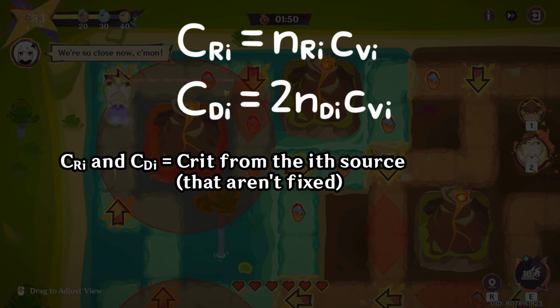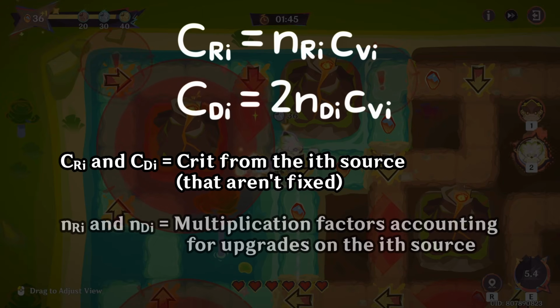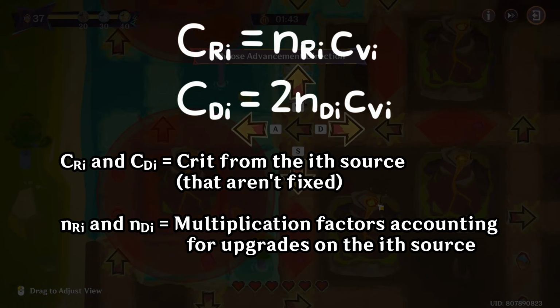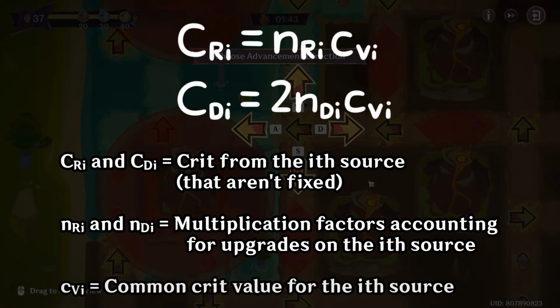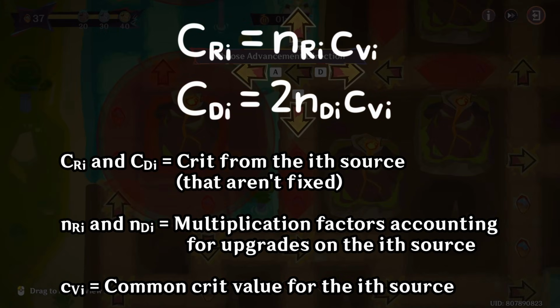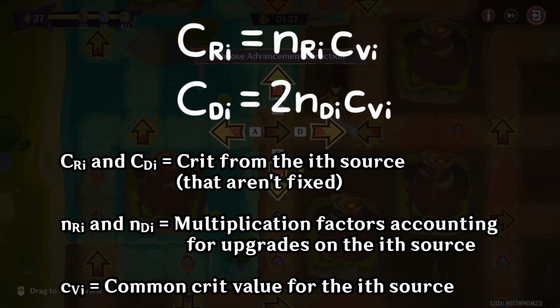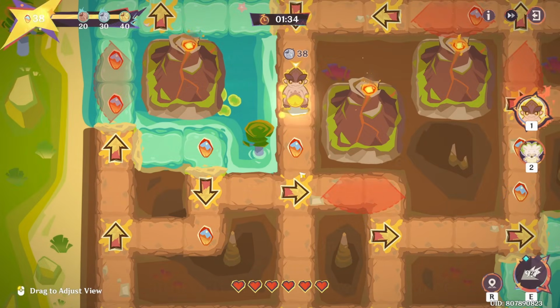C_Ri and C_Di are crit rate and crit damage from the ith source. N_Ri and N_Di are the multiplication factors that account for upgrades in the source, and CV_i is the common crit value for the ith source. Quantities with a subscript of R relate to crit rate, and the subscript D is for crit damage.